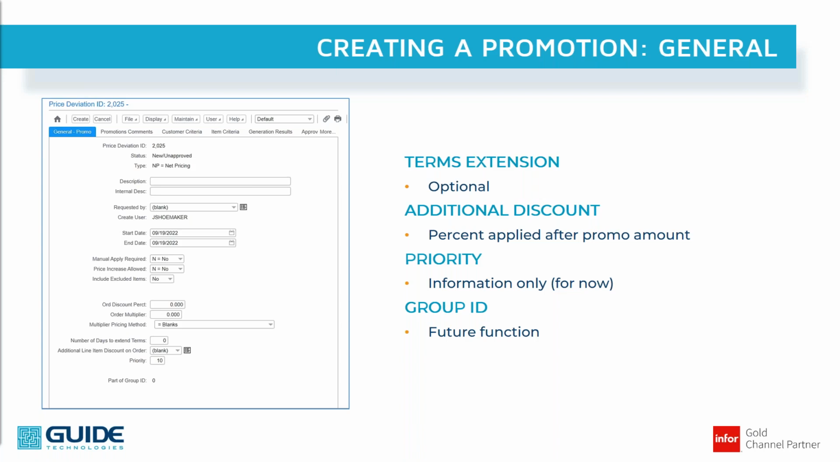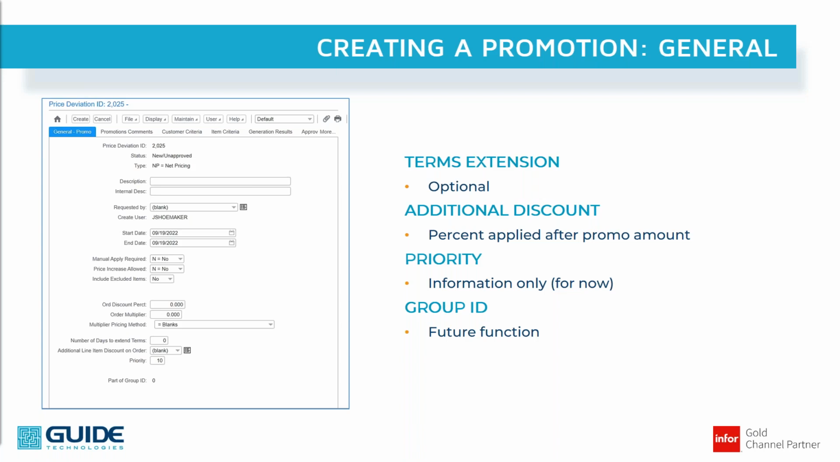The number of days to extend the terms. If you want this promotion to include that feature, you put in the value of what you're going to extend the terms by. If you leave it at 0, it will not extend terms. If you put a value in there, it will expect every customer to be addressed as far as what their terms will be.